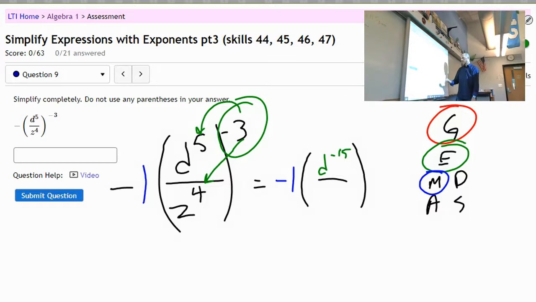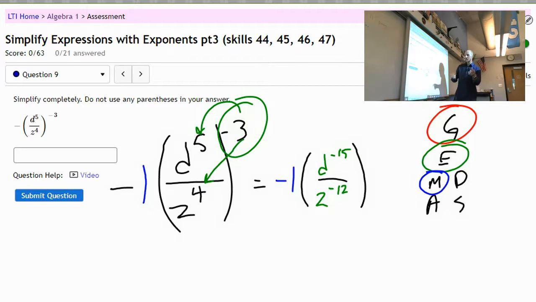So d to the power of -15, that's my numerator. And z to the power of -12, that's my denominator. Okay, before I do anything else, I can get rid of those negative exponents while I'm still working inside the parentheses. And then that -1 in blue will come last. So I'm going to do both things at the same time. So if my numerator has a negative exponent, it's going to have to move because it has a negative exponent. But also the denominator has a negative exponent. And since it has a negative exponent also, it's going to have to move.